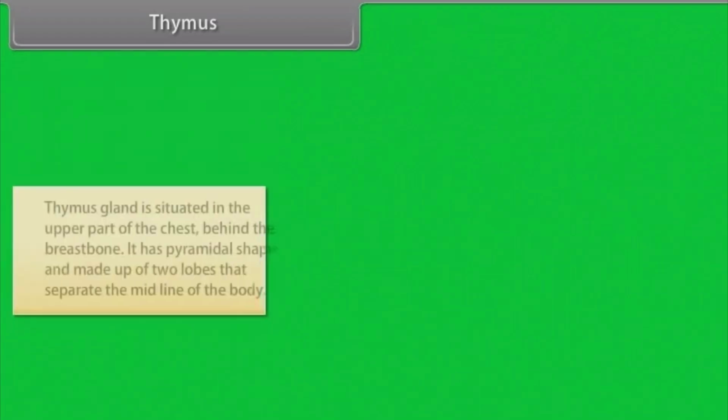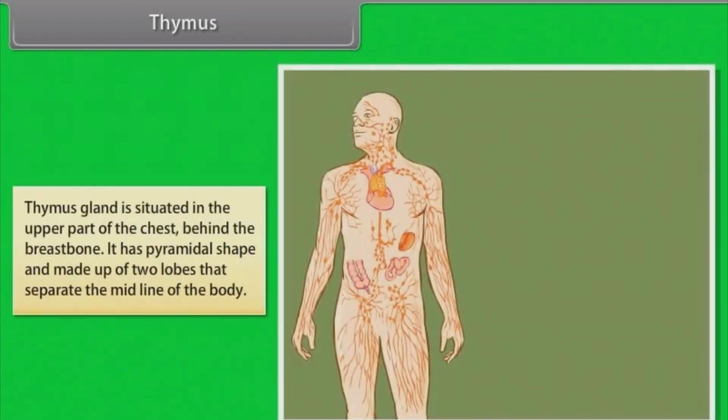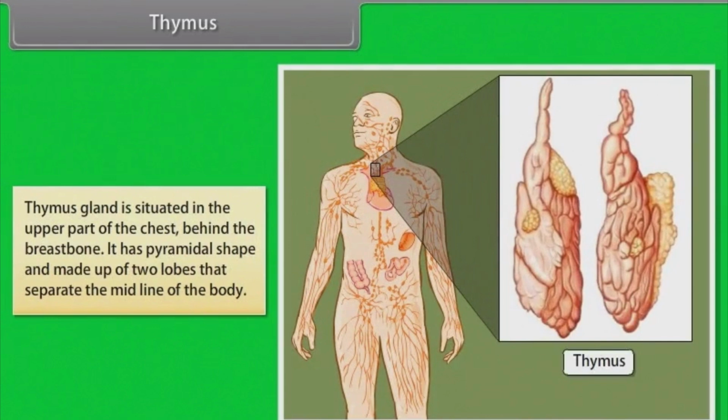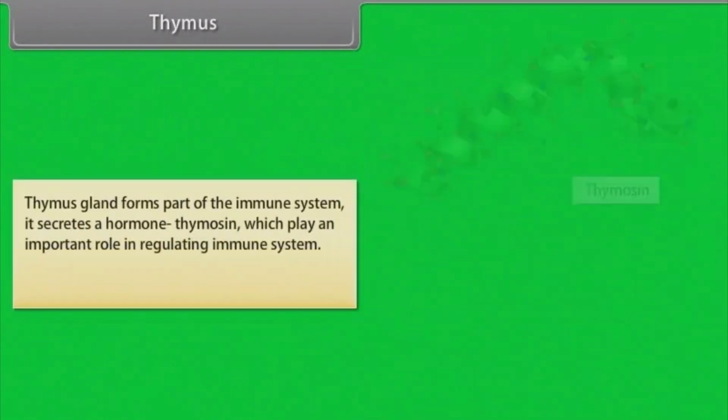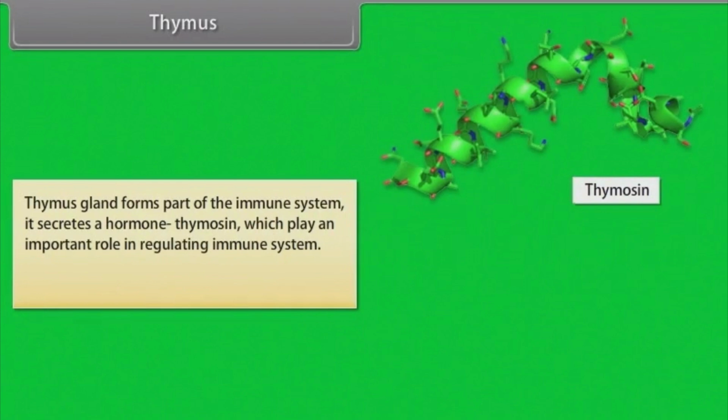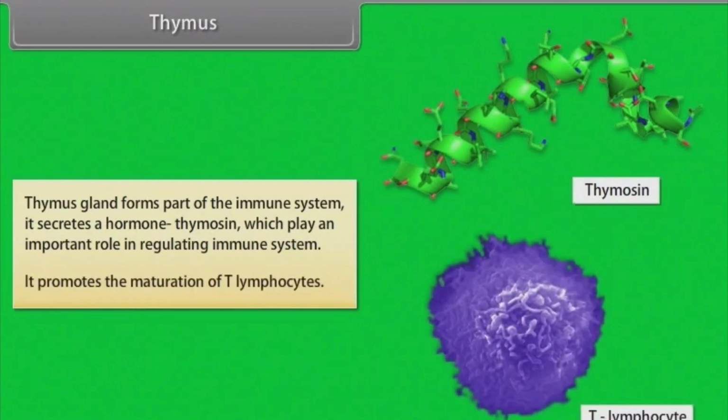Thymus. Thymus gland is situated in the upper part of the chest, behind the breastbone. It has a pyramidal shape and is made up of two lobes that separate at the midline of the body. Thymus gland forms part of the immune system. It secretes a hormone, thymosin, which plays an important role in regulating the immune system. It promotes the maturation of T lymphocytes.